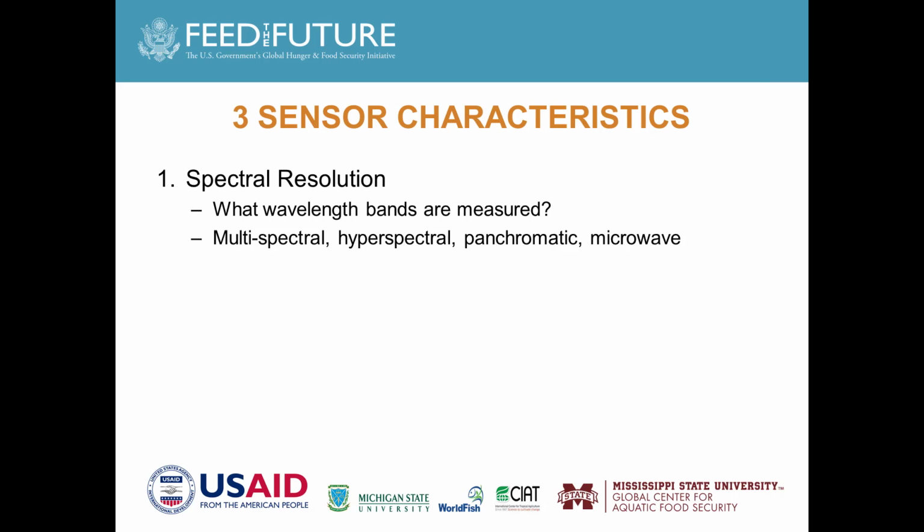Okay, so now back to satellite sensors. There are three main ways that we characterize sensors, and we can compare sensors that maybe collect the same or similar information. The first characteristic is its spectral resolution. Spectral resolution describes what wavelength bands are being measured by the sensor.